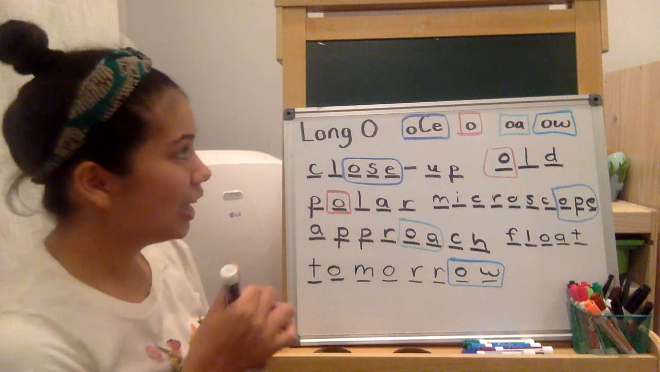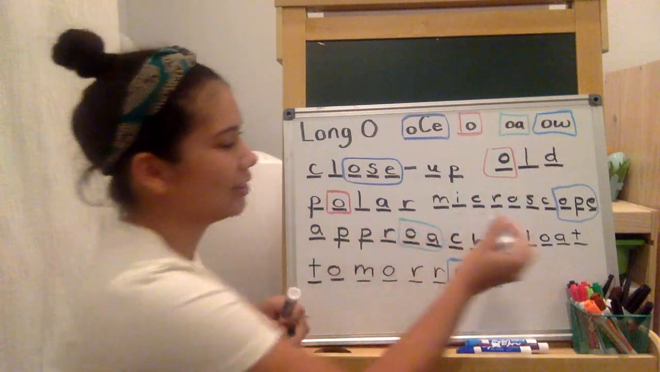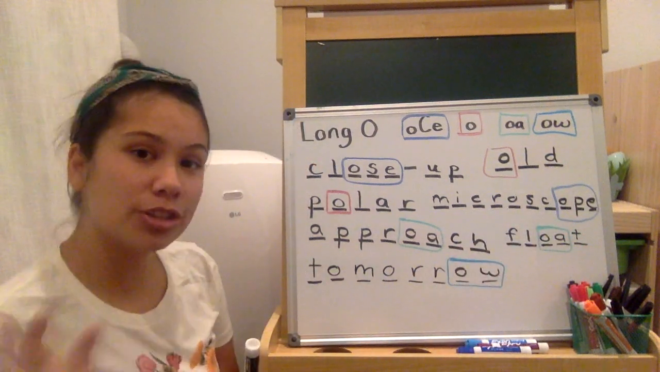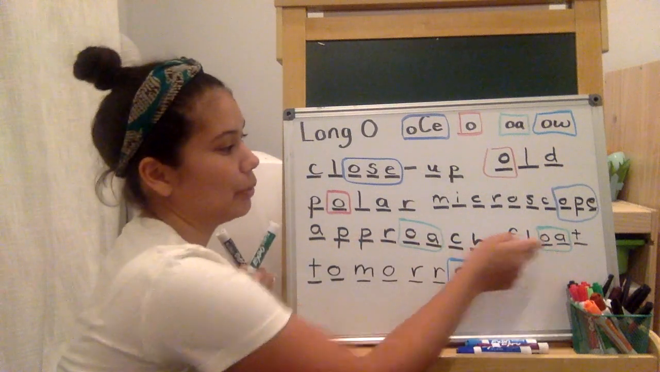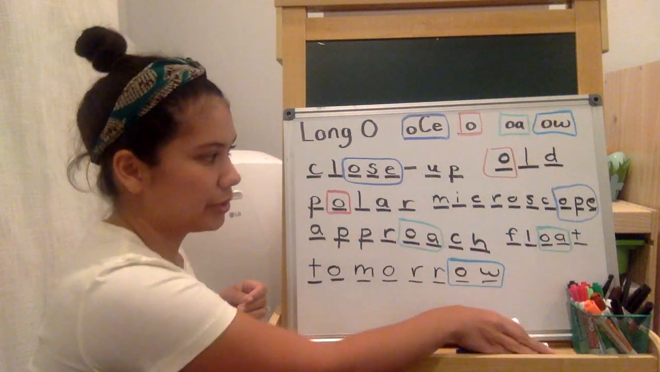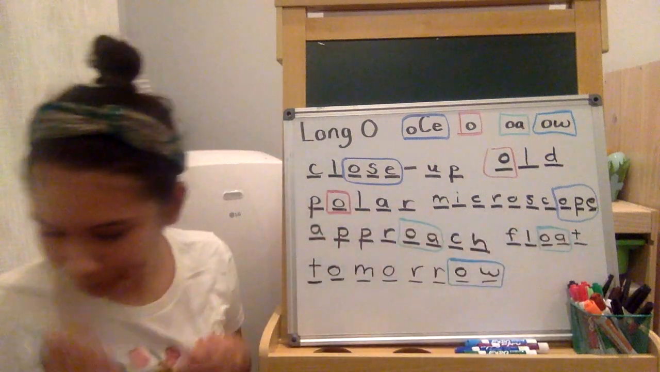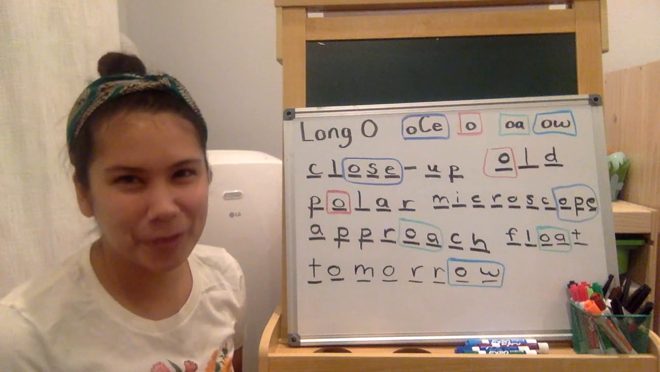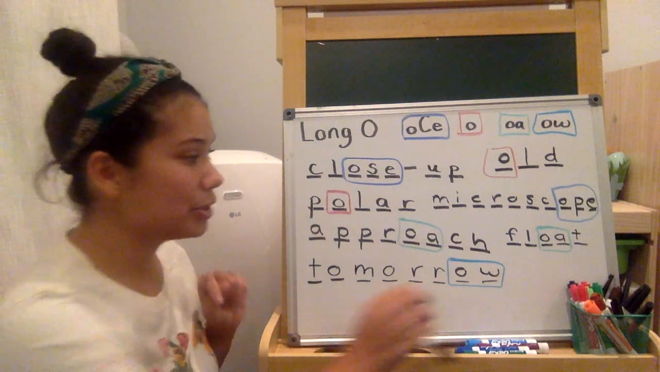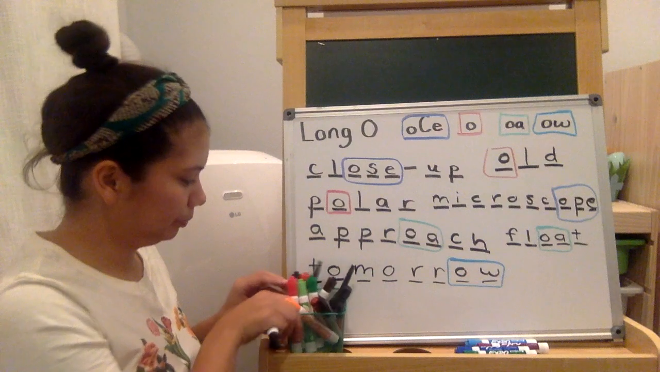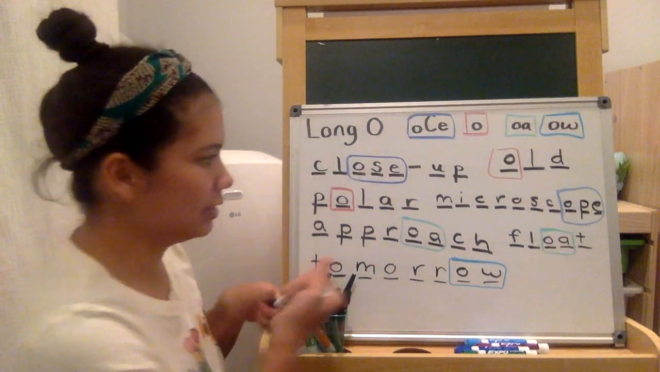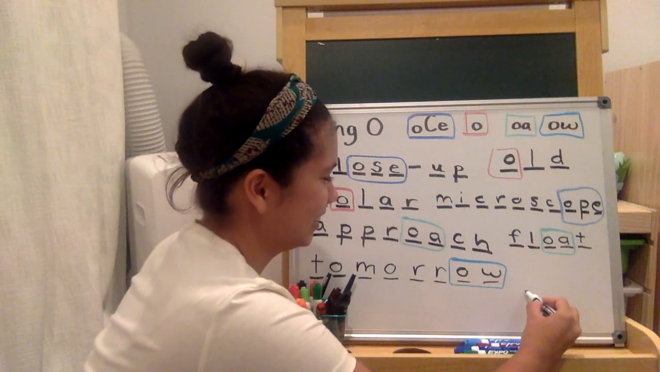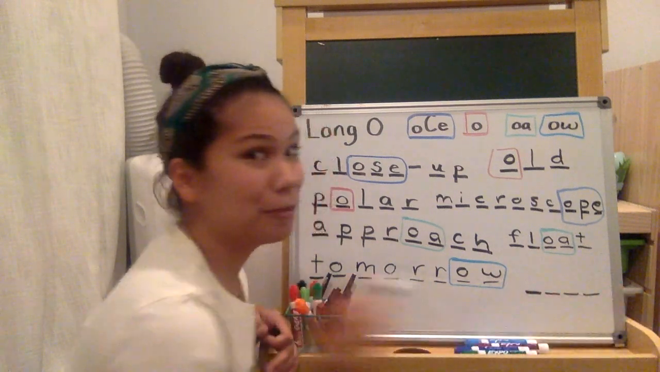Float. If you wrote OA, then you are correct. If you didn't write OA and you chose OW, just go ahead and erase it and practice spelling it with OA. Float. F-L-O-A-T. Okay. The last one, you probably can guess what the pattern is going to be. And the word has 3 dashes. Nope, it doesn't. It has 4 dashes. 1, 2, 3, 4. 4 dashes.